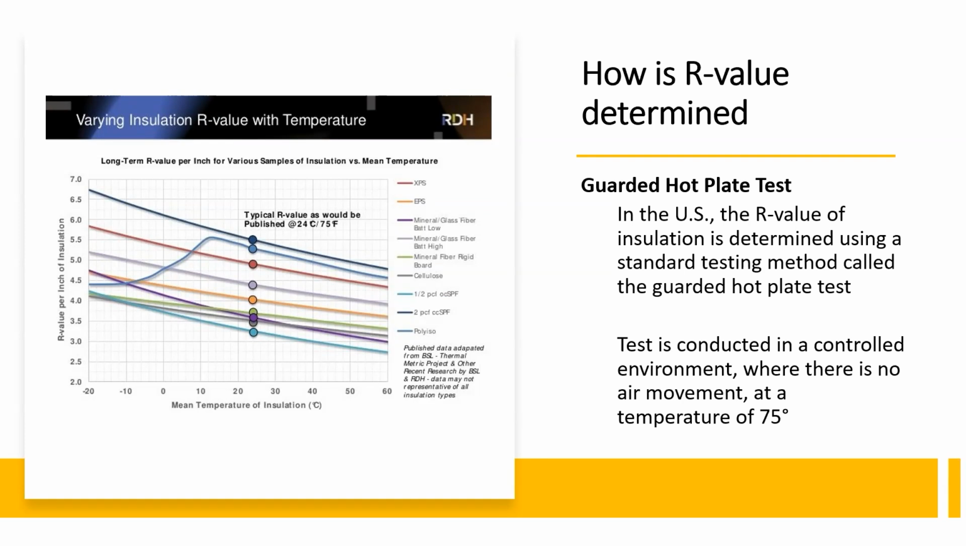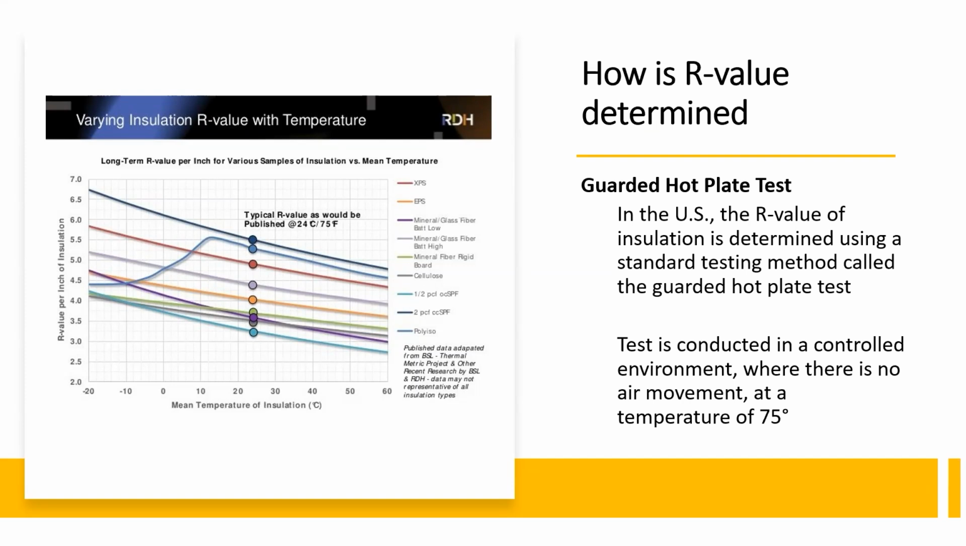R value is just a measure of thermal resistance. More specifically, it quantifies the ability of the insulating material to resist heat flow across it or through it. The higher the R value, the greater the resistance and insulating effectiveness, meaning that less heat is lost in the winter and less heat enters the building in the summer.